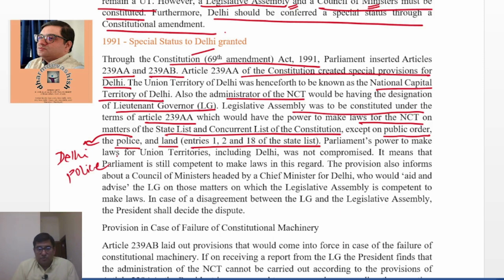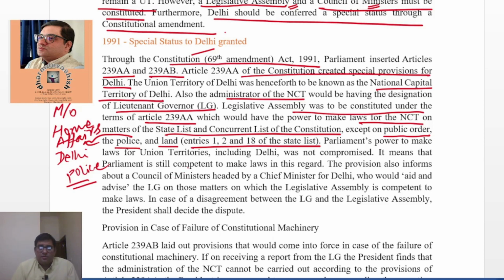Now, I hope you are able to understand how that twilight zone is coming into the picture. If Delhi Police is not under the control of the Delhi government, the Government of NCT of Delhi, or the chief minister, then who is controlling Delhi Police? It comes under the direct control of the Ministry of Home Affairs, Government of India. It is the Union Home Ministry which controls the Delhi Police. So this is the practical implication.